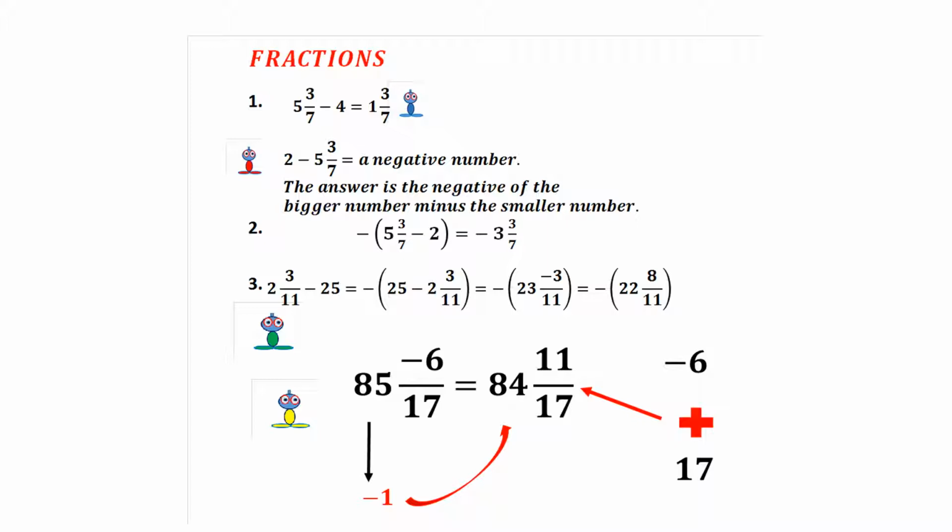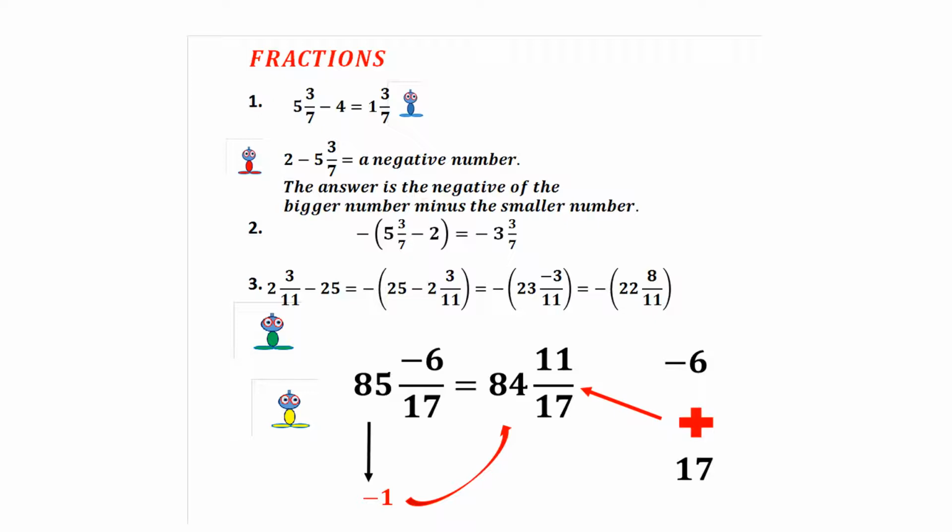Here's how we do it. So it's minus the big number minus the small number. So it's going to be a negative answer. 5 3/7 minus 2 is just like the first problem. 5 minus 2 is 3, so the answer is a negative, then 3 3/7. Now we look at the next problem.